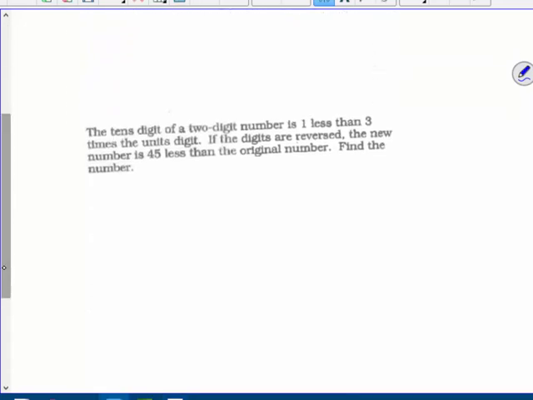And then I'd like you to do this word problem. We've seen this kind of problem before with the tens digit, hint, hint, and the ones digit. So you're trying to find the original number. You're going to need two let statements, tens digit and ones digit.